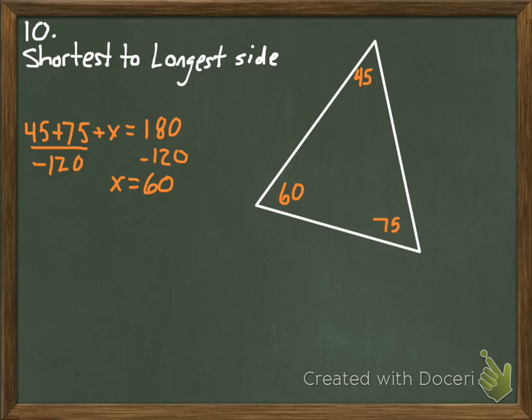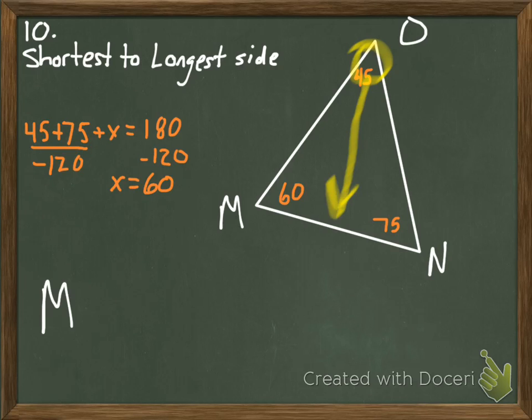So, from there, if we want to go shortest to longest, let's start with the smallest angle. The smallest angle we have is right here. If I go across from that side, and I need to label the sides. Okay, we've got them labeled there. Across from the 45 is side MN. So MN's smallest. So we're going to say is less than.